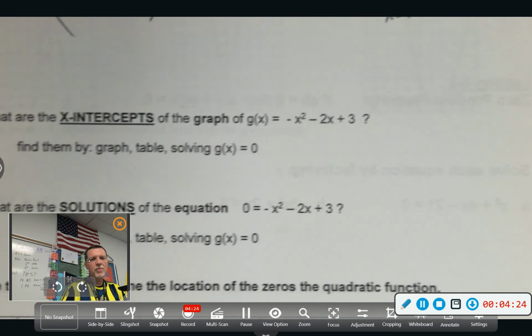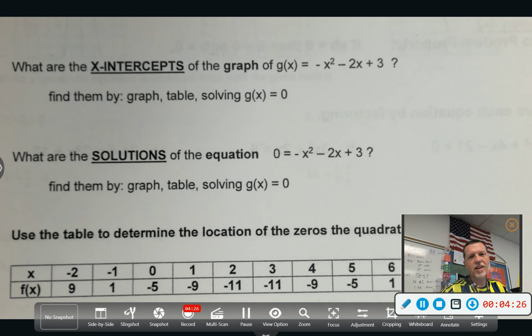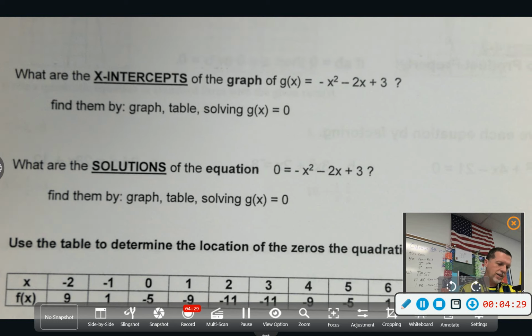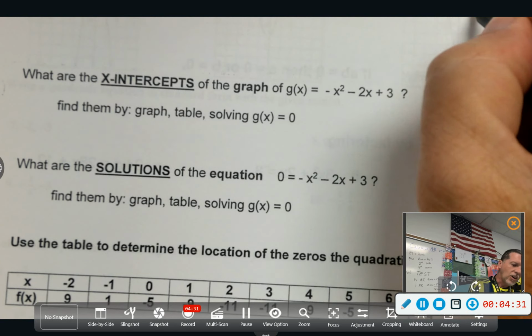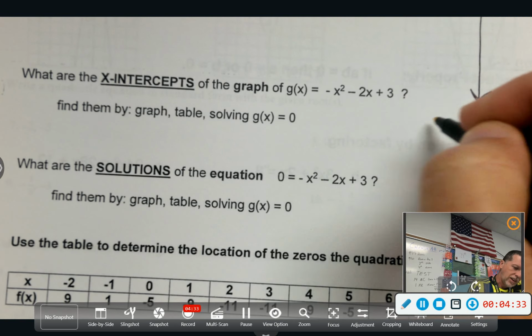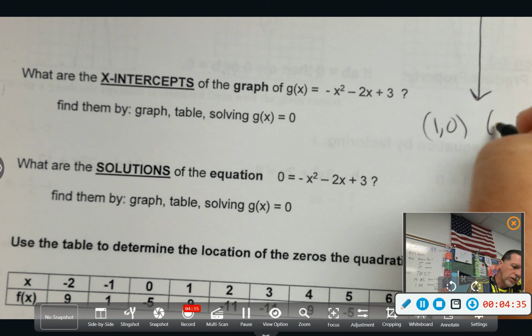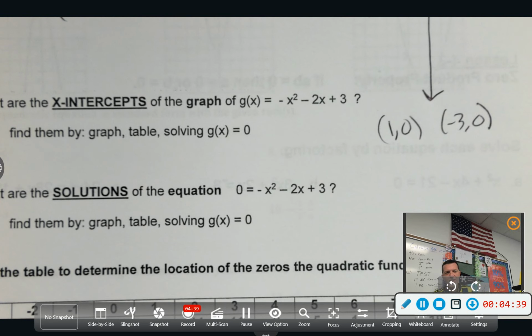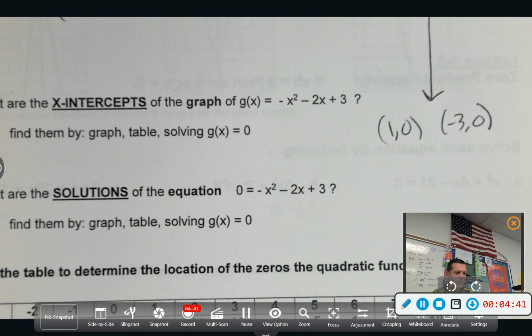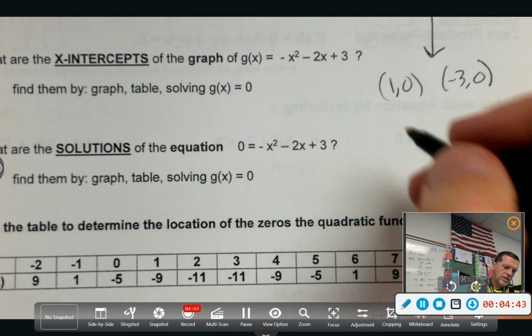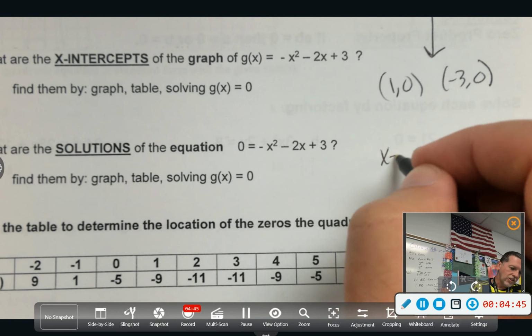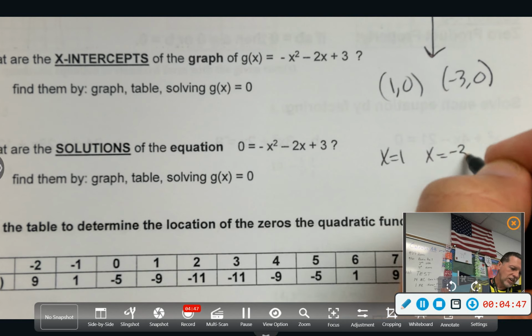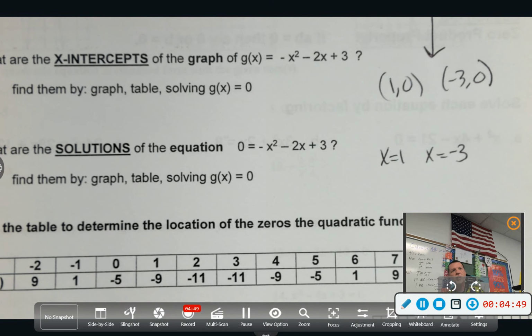All right, the next couple lines are kind of just emphasizing stuff that we've kind of already talked about, and that is these are the x-intercepts. So 1, 0, and -3, 0. So it's like it's not a separate deal. Like those are the x-intercepts. And they are the solutions to that equation.